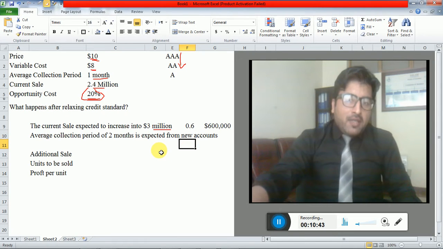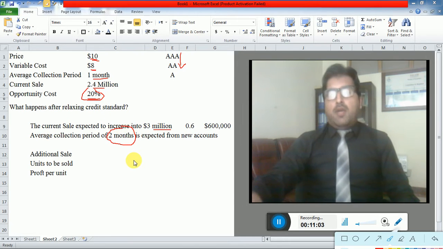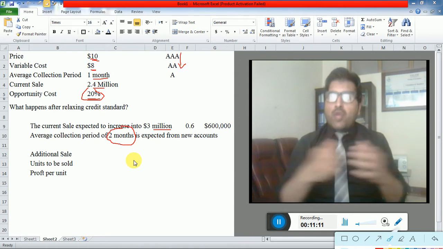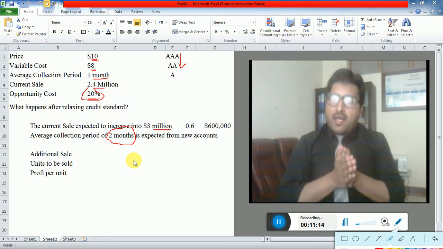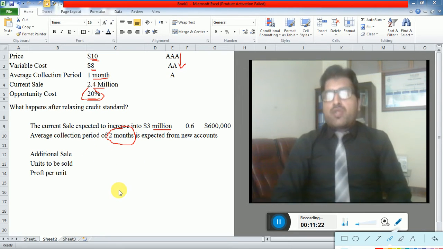But keep in mind, whenever Basket Wonder is lowering the credit standard from AAA to 2A, then the new customer habit is changing to 2 months. Why? Because you are allowing lower creditworthy customers, and they cannot pay you in 1 month. So what happens? They are paying you in 2 months. Clear? Okay. Now what we need to do, we need to do some analysis.